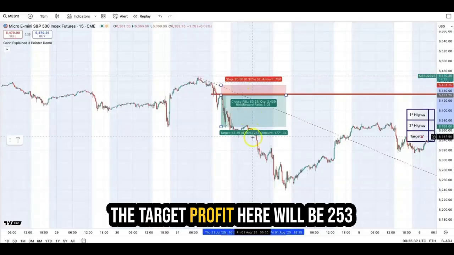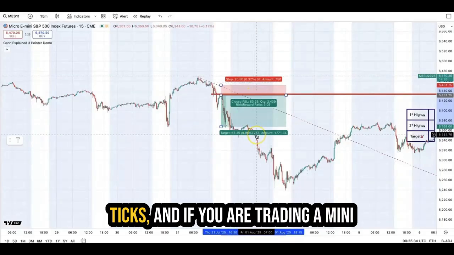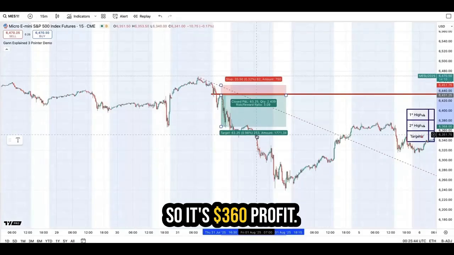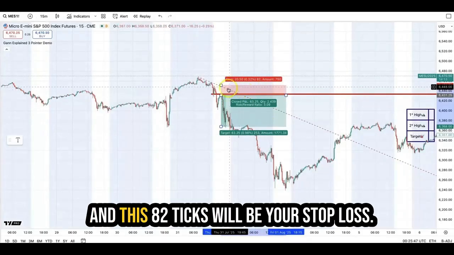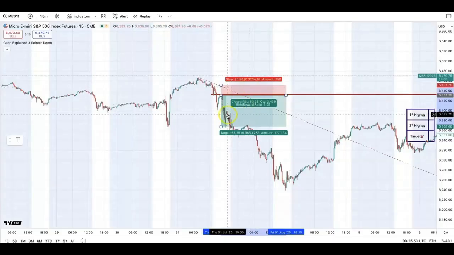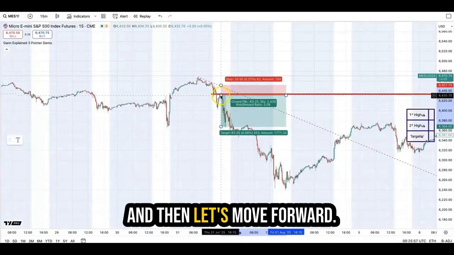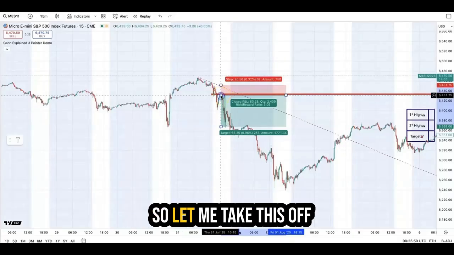The target profit here will be 253 ticks. And if you are trading a mini contract, that will be 253 times 1.25, so it's $360 profit. And this 82 ticks will be your stop loss. So this is the intraday trade. And then let's move forward. So let me take this out.